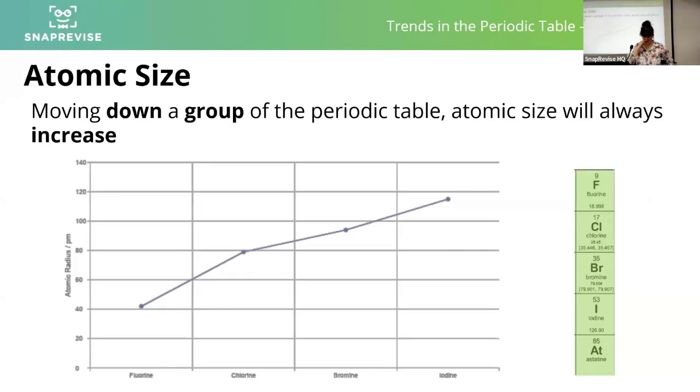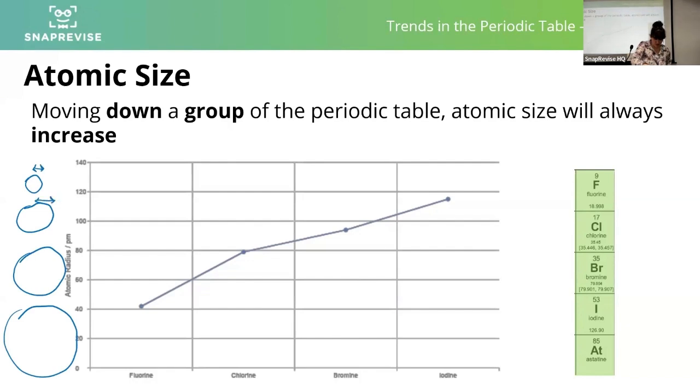If we plotted the first 4 halogens on a graph against atomic radius, so that's the radius from the center to the outside of an atom, then we can see that they get bigger. So we start off small, getting a bit bigger, getting a bit bigger, getting a bit bigger. So that's our atomic radius increasing. There we go. Why is this then? As you go down a group, why is there increasing size?